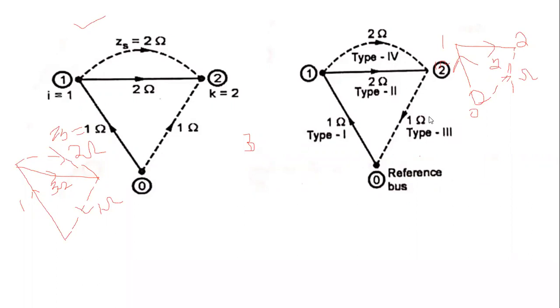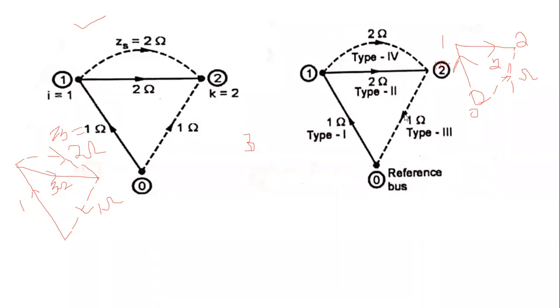When we consider the type 3 and type 4 modifications, those elements are taken as links. If the element is a type 3 modification, it is represented as a link, and type 4 is also a link. These two are the links and the other two are the branches.